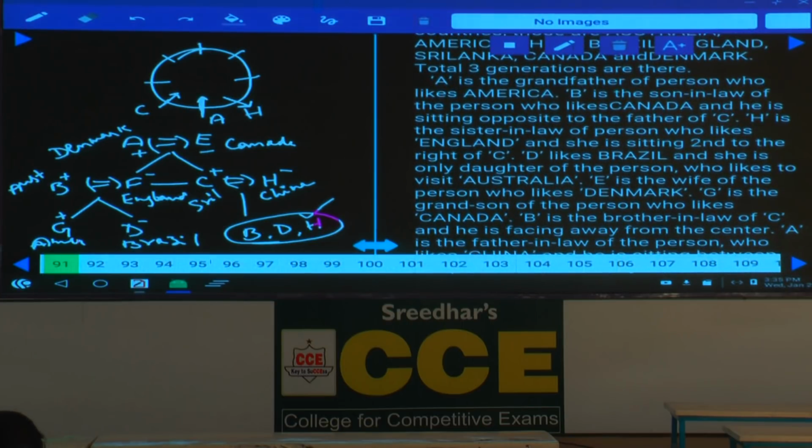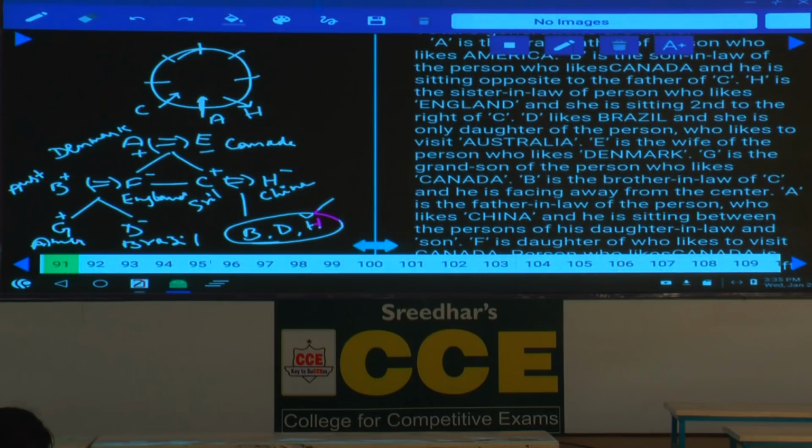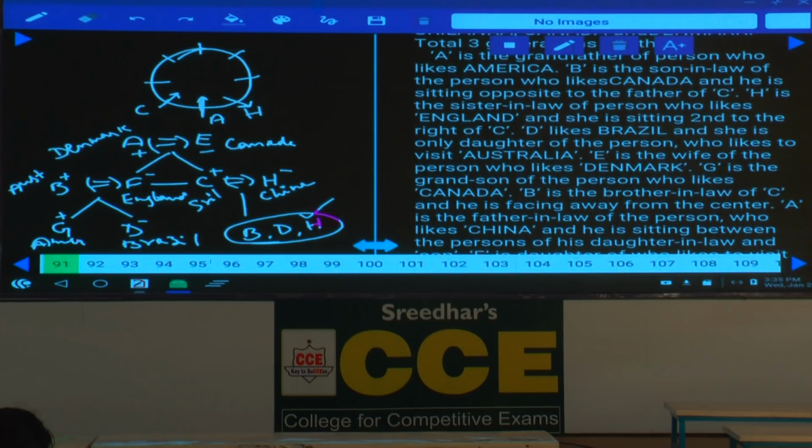A is the grandfather of the person who likes America. B is the son-in-law of the person who likes Canada and he is seated opposite to the father of C. Now, sir, this B is the son-in-law. B is away from the center and this person is opposite to the father of C. Who is the father of C? A. Now, who is opposite to A? B. And this B is facing away from the center. Done with this?